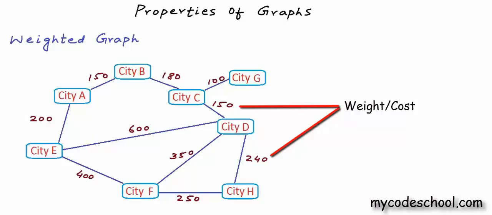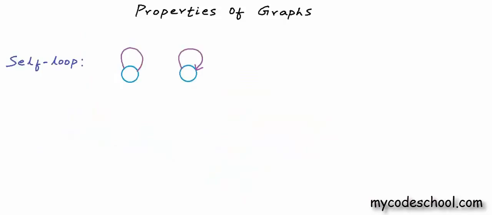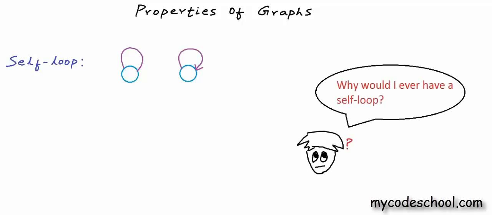Okay, now we can also have some special kind of edges in a graph. These edges complicate algorithms and make working with graphs difficult, but I'm going to talk about them anyway. An edge is called a self-loop or self-edge if it involves only one vertex. If both endpoints of an edge are same, then it's called a self-loop. We can have a self-loop in both directed and undirected graphs, but the question is, why would we ever have a self-loop in a graph?